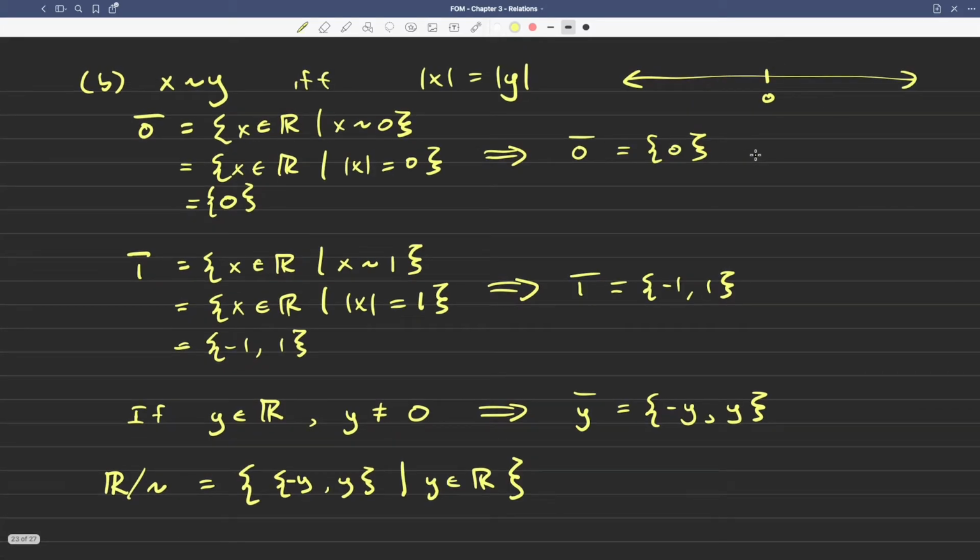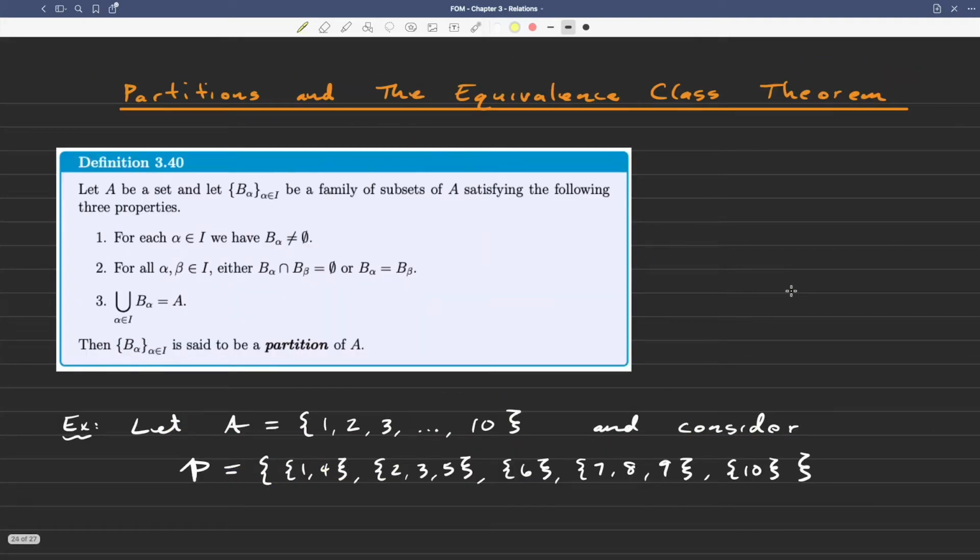And again, if you think about it, each one of these distinct equivalence classes are disjoint, and when you union them all up, you get all of the real number line. So now I want to start talking about this property that I've been alluding to, this disjoint equivalence classes, and the fact that their union is the whole thing. Before we do that, we need to talk about partitions.